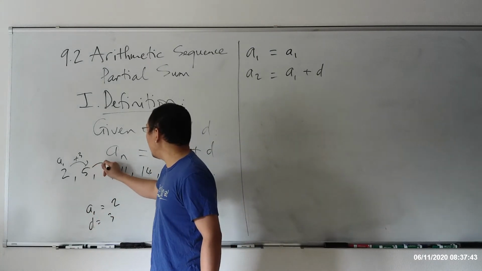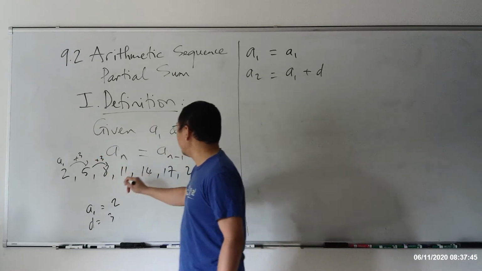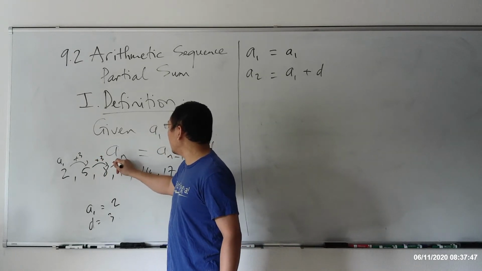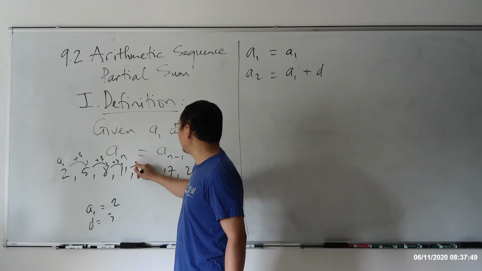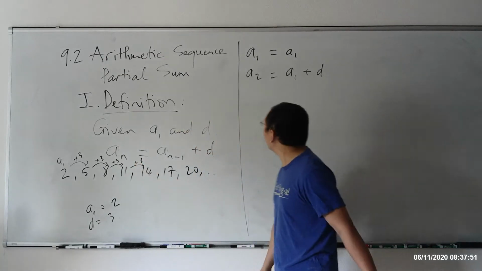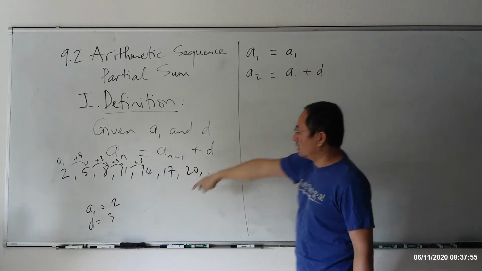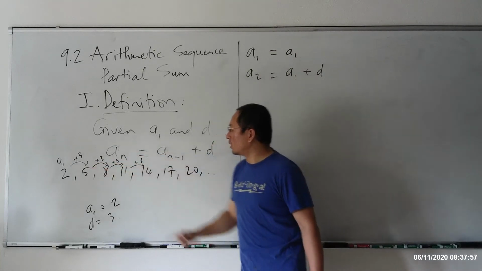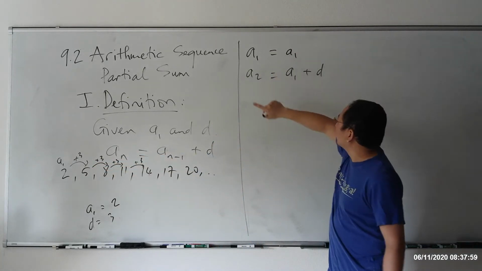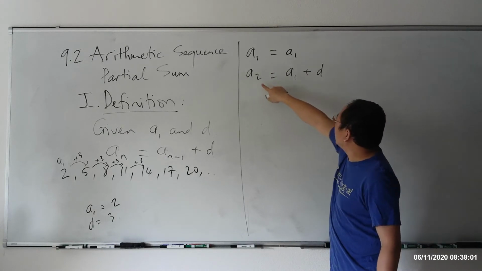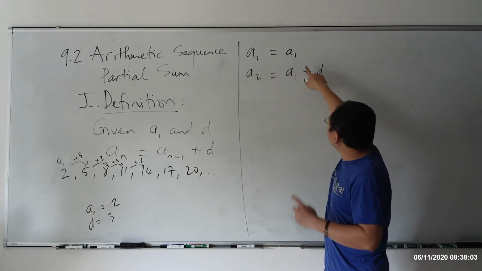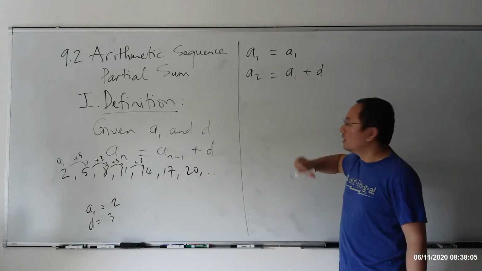From 5, you add 3, you get 8. From 8, you add 3, you get 11. From 11, you add 3, you get 14, so forth and so on. So we start with the first term, just A1 in general. In this particular example it's 2, but it could be anything. And then from the first term, you add D to it, you have the second term.